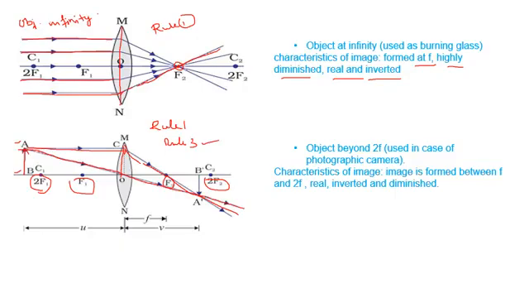So wherever these two rays are crossing each other, meeting each other, you have to draw an image over there, which is inverted. And here you can see this is real, this is inverted, and the size of the image is diminished, a little diminished.